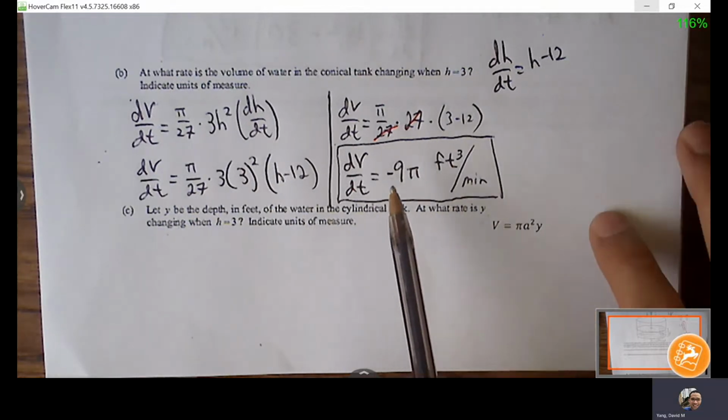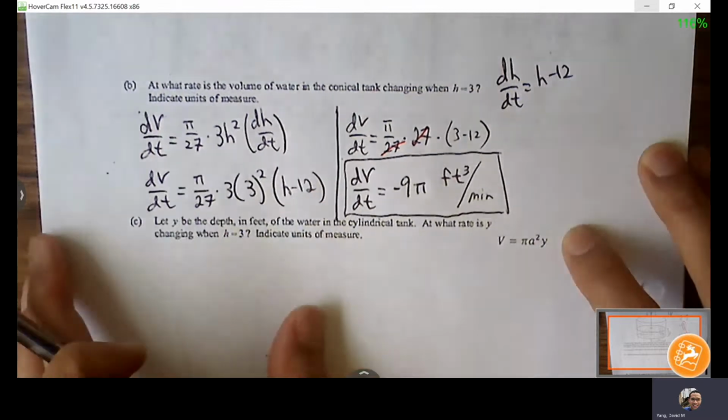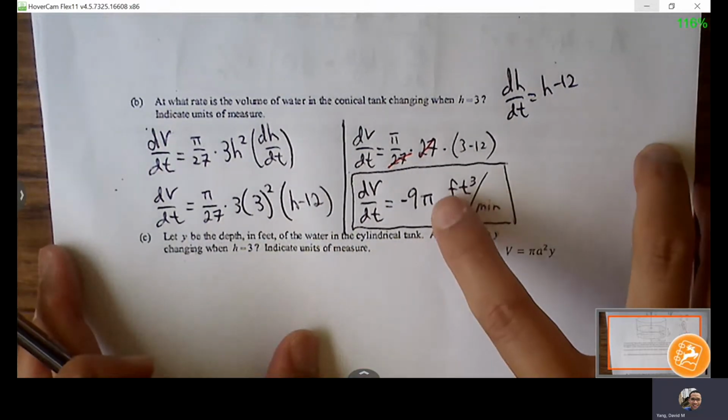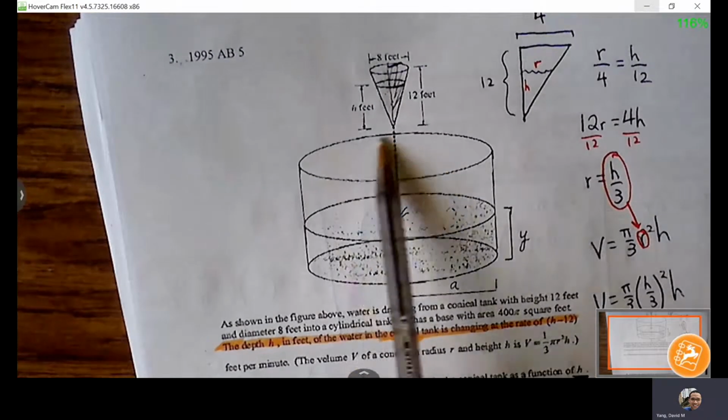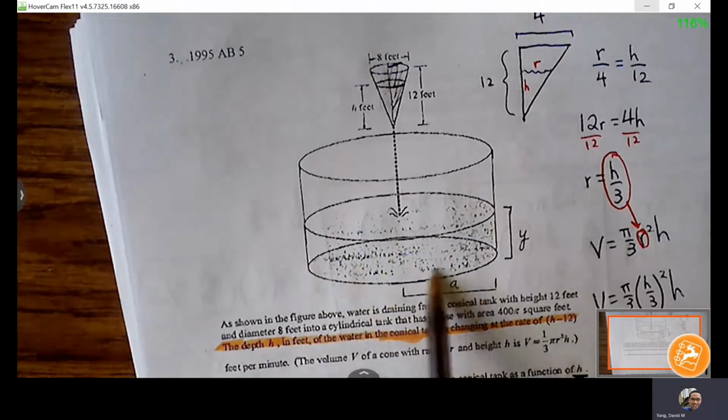Okay. Let me make some connection here. All we know is dV/dt for the cone. Do you think we know what the dV/dt is for the cylinder tank?